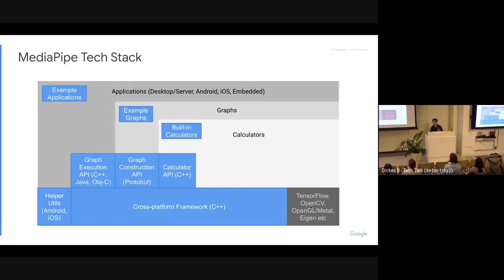So remember the GPU stuff? If you're on Android, we support OpenGL ES 3.1 and above. And on iOS, you can have Metal. You just have to write the calculator yourself for your application. On top of this core framework, we have 3 modules. One is the graph execution API. The graph execution API simply means I define a graph and I run the graph. In this case, it's okay that you don't know C++. As long as you know how to define the graph, you can use the Java API on Android to call a graph to run.